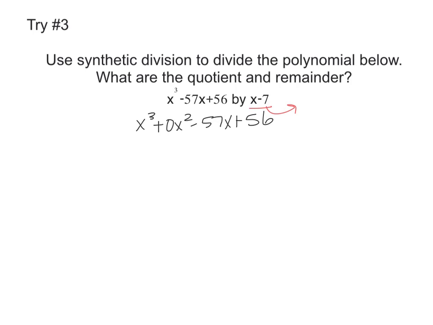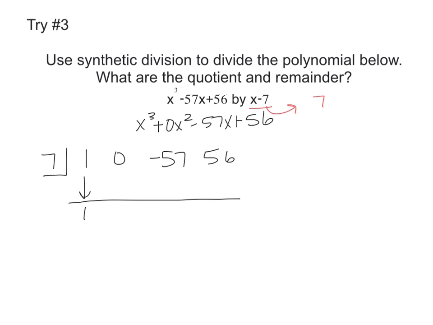And then as far as our zero here, that's going to be 7. So when I set this up, this is 7. And then I use the coefficients. So 1 for x cubed, 0 for x squared, negative 57, and 56. Okay, drop down the 1. 7 times 1 is 7. 0 and 7 is 7.